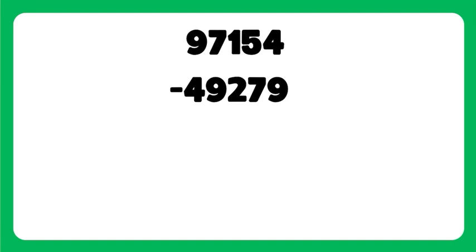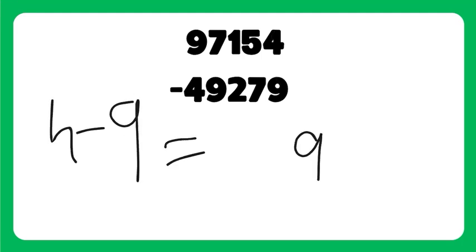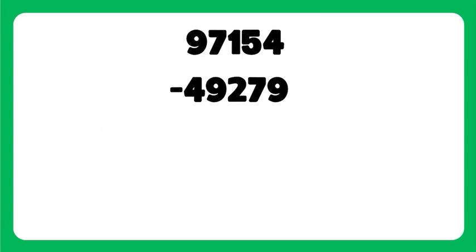97,154 minus 49,279. So our first question is going to be 4 minus 9. 4 minus 9, it will give us a negative answer because we know that 9 minus 4 is equal to 5. So if you reverse the digits, you will be getting a negative answer. So what do we do? We will get some power from the number before it, which is a 5. So we will add 10 to 4, which makes 14.